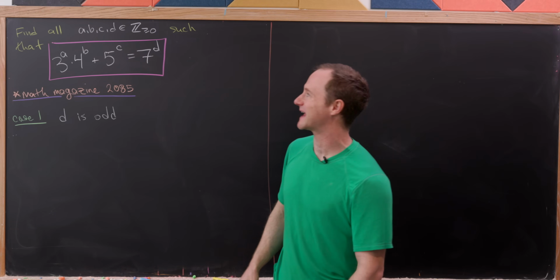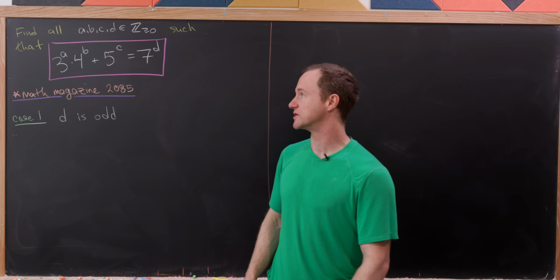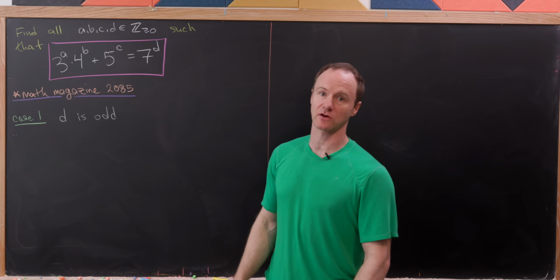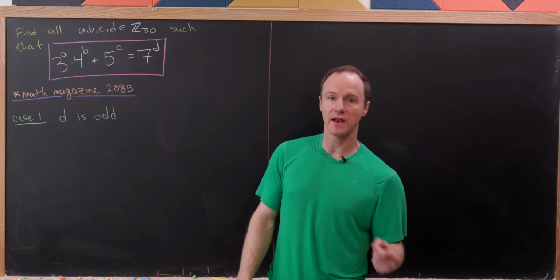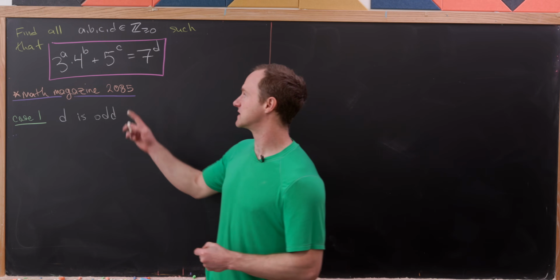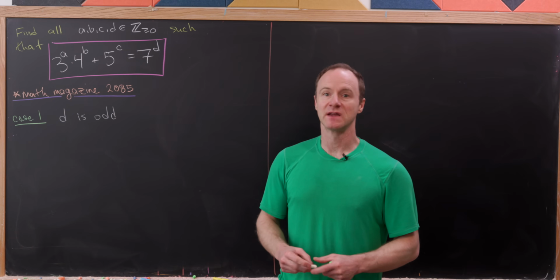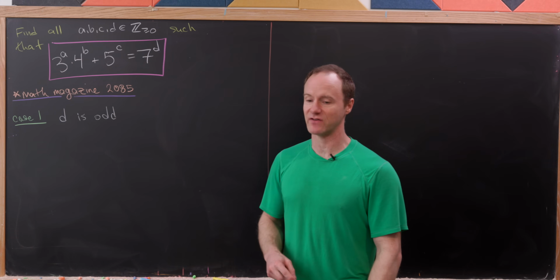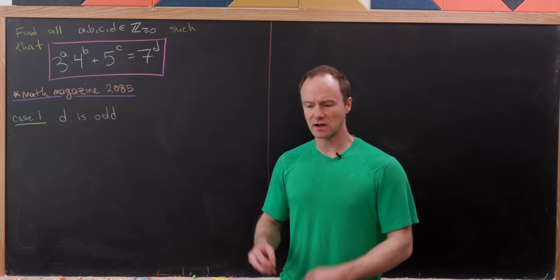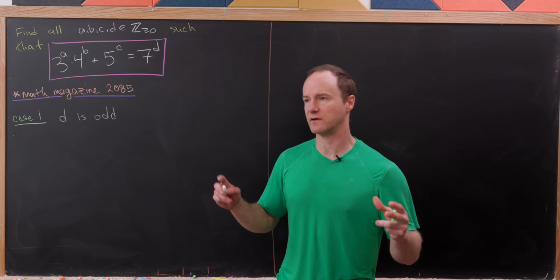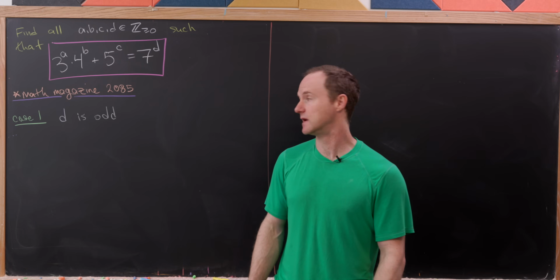Today I've got this interesting exponential Diophantine equation that I found in the Math magazine. We're going to solve it. In particular, we're going to find all non-negative integers a, b, c, and d satisfying this equation: 3^a times 4^b plus 5^c equals 7^d. And this is going to involve a lot of casework and reduction modulo n for special values of n.